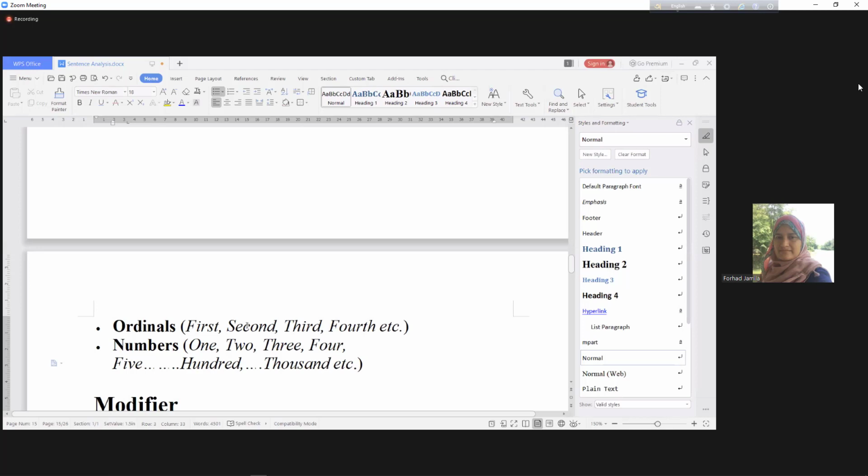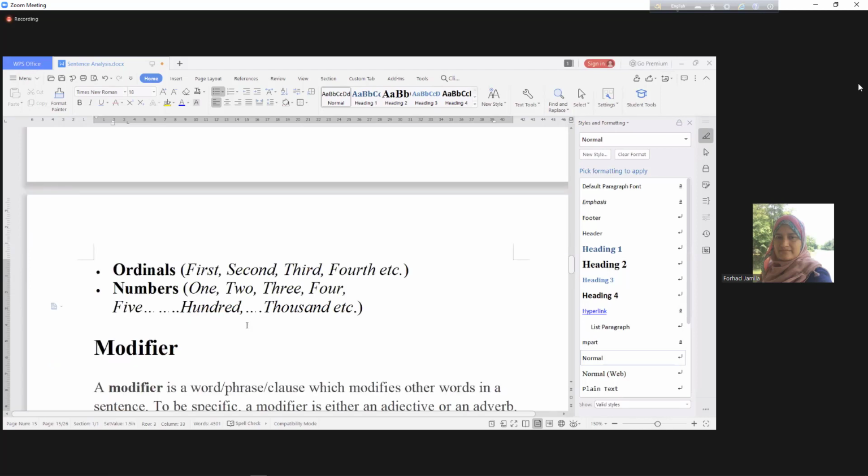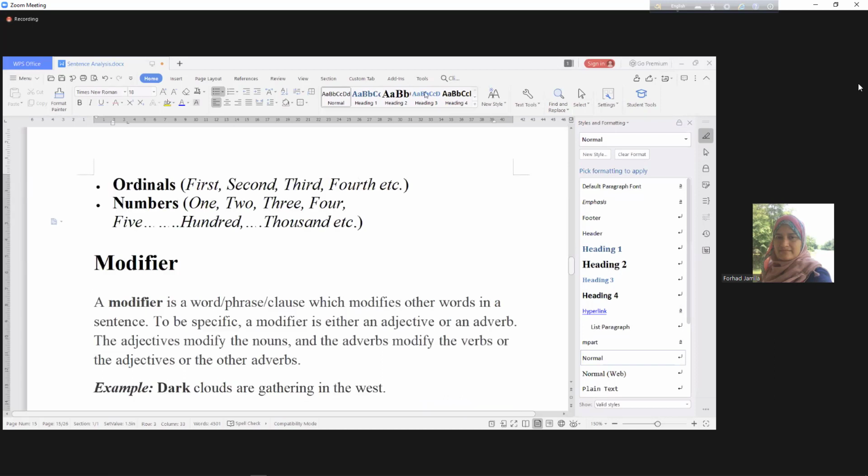Okay, so after determiner, the next element that we are going to discuss, that is called modifier. And you know that I have mentioned modifier many times in our class.